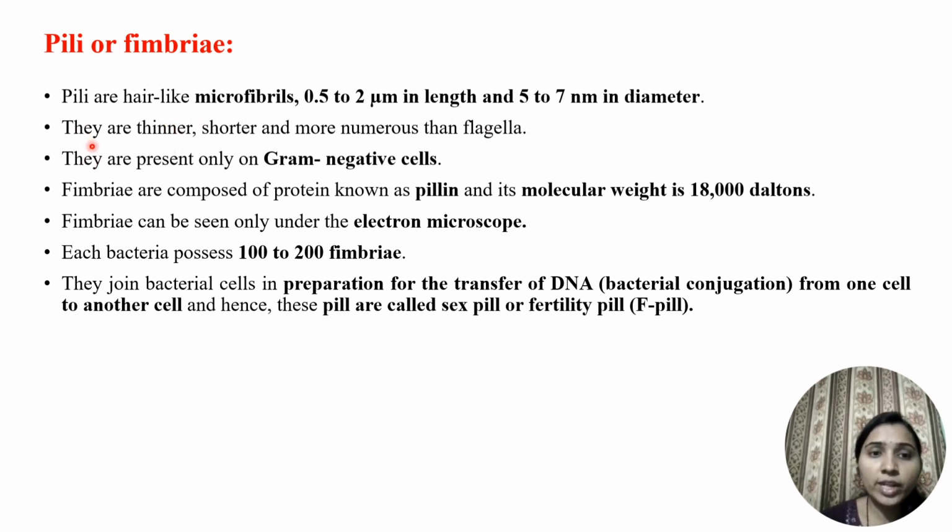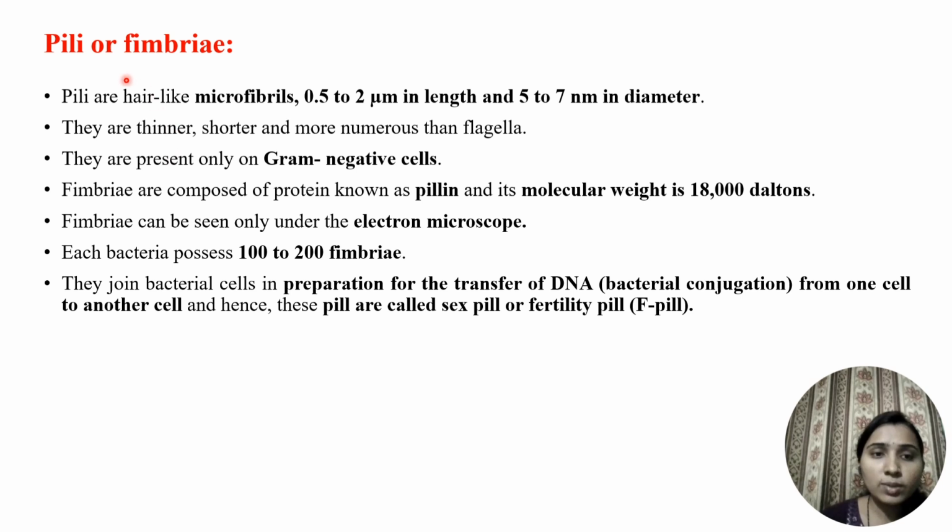So these pili are mostly present only in gram-negative cells, and these pili contain the protein known as pilin, and its molecular weight ranges from 18,000 Dalton. And these pili we can see under the electron microscope, and in one bacterium there are around 100 to 200 fimbriae or pili present.